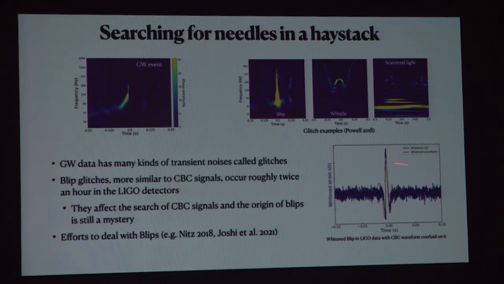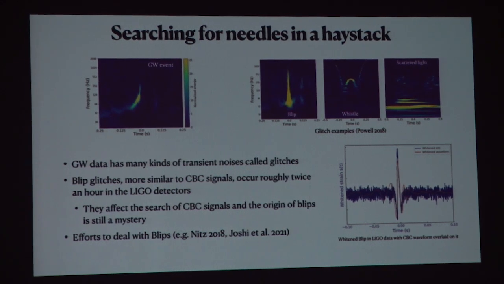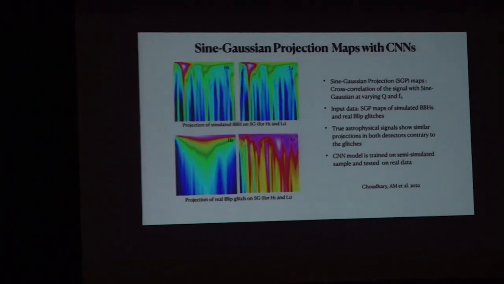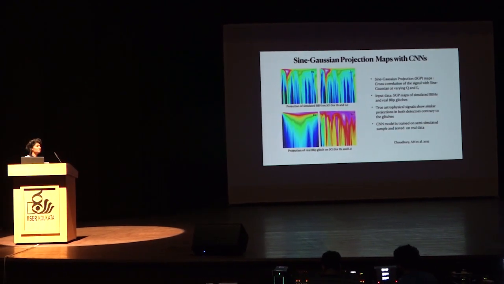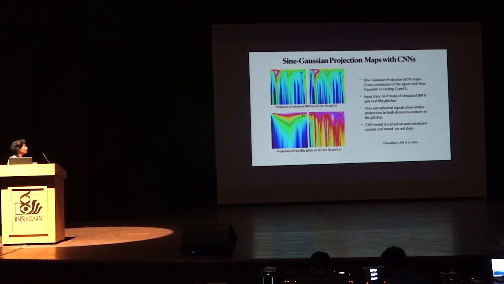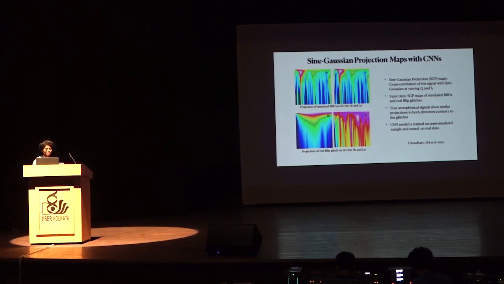CBC signals. Here is another figure that shows in time series format how the blip glitch, shown in blue, looks, and how similar it looks to a template waveform which is overlaid. And so there are many machine learning methods that people have tried to develop to distinguish these binary black hole signals from blip glitches in particular, but I would like to just talk about one particular study here where we are trying to use a different data representation compared to what is normally used, which are either time series data or time-frequency spectrograms.